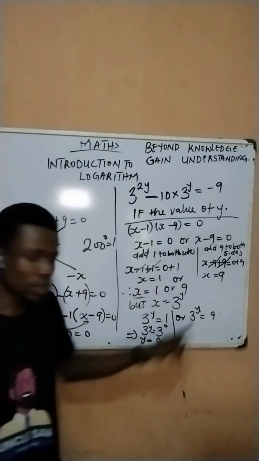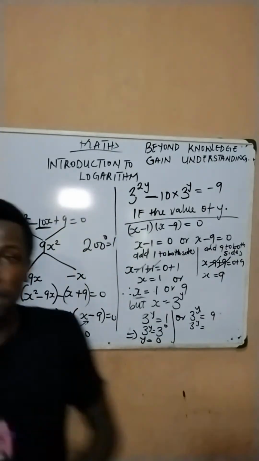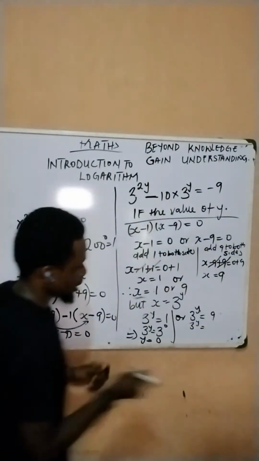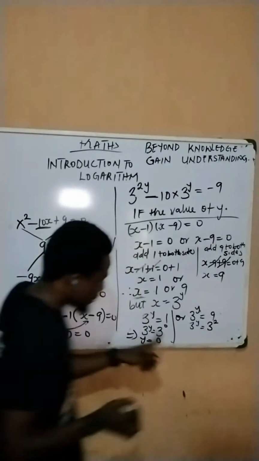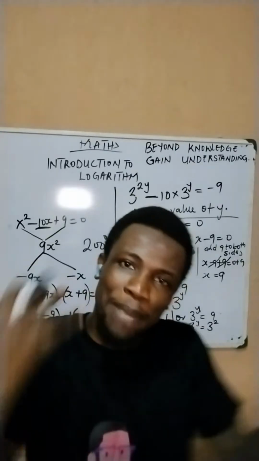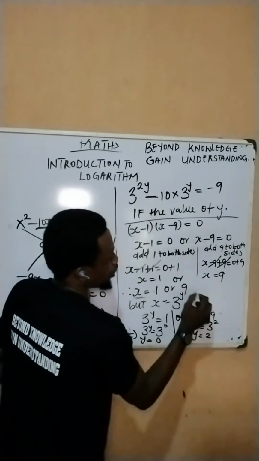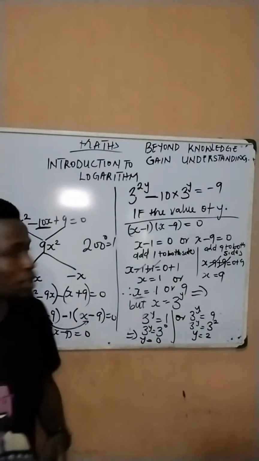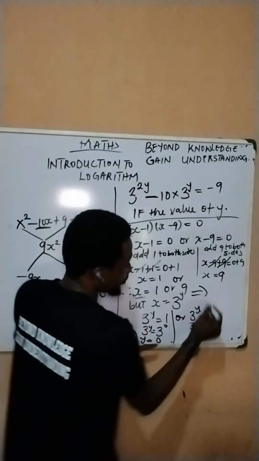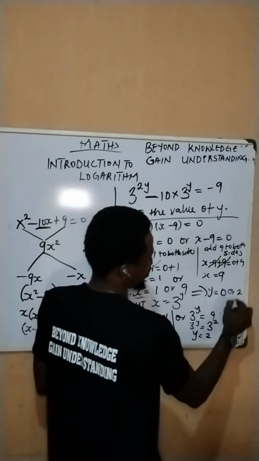Then we'll come here, we'll do the same thing. 3 raised to the power of y is equal to, I can also represent 9 to be 3 squared, that is 3 raised to the power of 2. And applying the same thing I did here, if the bases are the same, it simply means that their powers must be the same. So my y is equal to 2. So this implies overall for this given expression that for this to be satisfied, my y must be equal to 0 or 2. Brilliant.